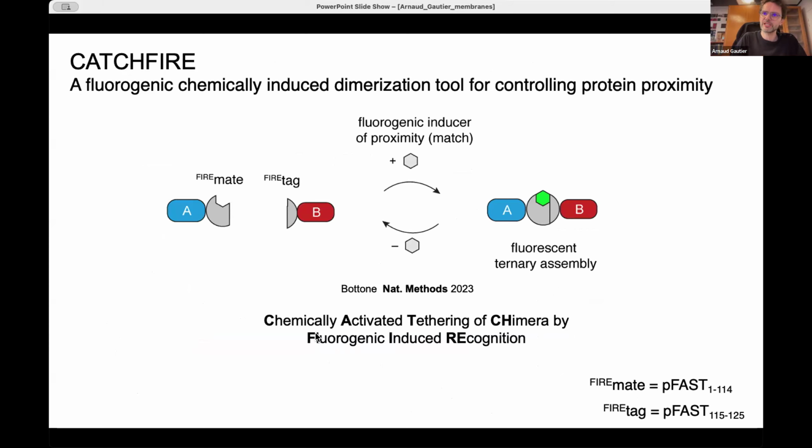So CATCH-FIRE stands for chemically activated tethering of chimera by fluorogenic induced recognition. In that case, we renamed some parts of the system to make it a bit more catchy. We renamed the N-terminal part of PFAS, the large fragment, FireMate, and the C-terminal domain of PFAS, the small fragment, FireTag. We also renamed the chromophore, the fluorogenic inducer of proximity. We call them MATCH now because they can match together the two proteins and light up at the same time.